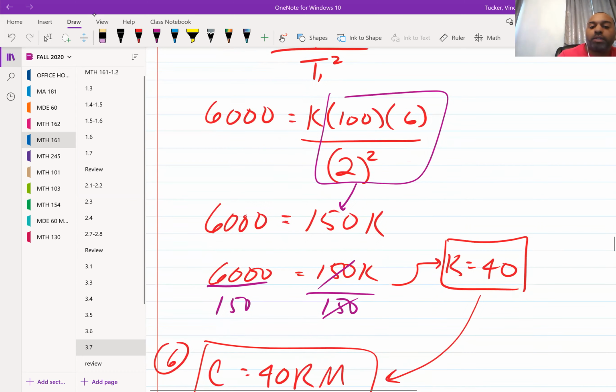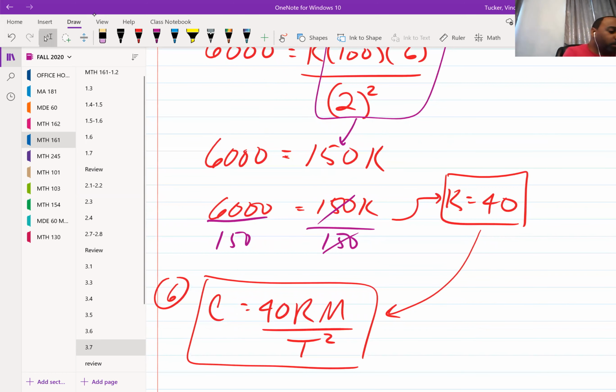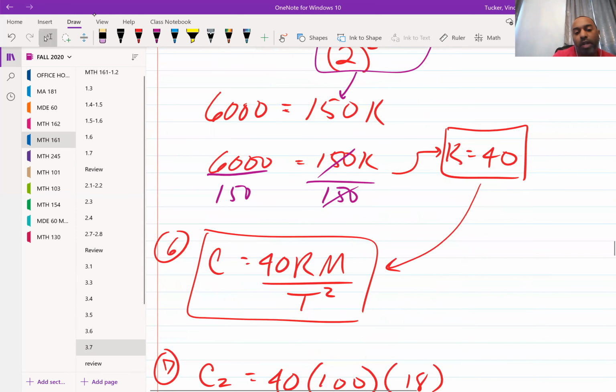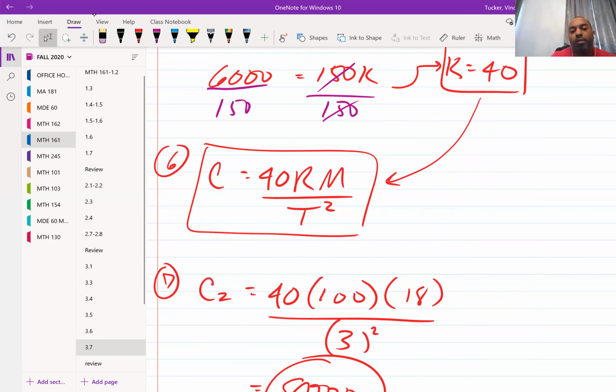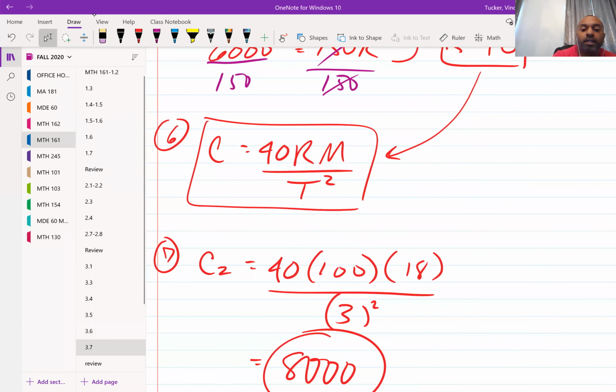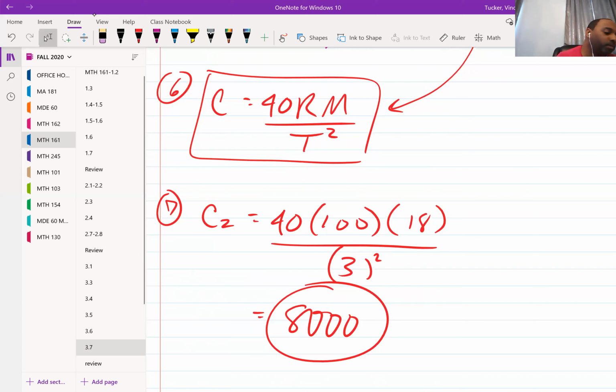All right, so now we can substitute 40 in for K. So our new equation is C is equal to 40 times R times M over T squared. Now we can plug in all of the pieces that we know to find the piece that we do not. So it's 40 times 100 times 18 divided by 3 squared. That would be 8,000. 8,000 dimes.